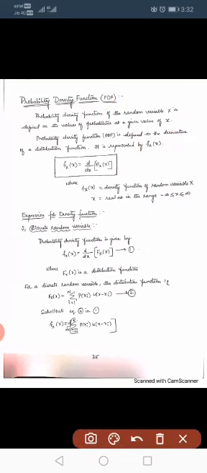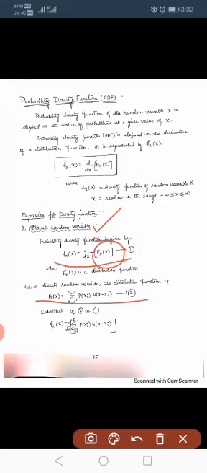Now the probability density function is nothing but the derivative of the distribution function. We know that random variables are of two types: discrete and continuous. If the random variable is discrete, let us see the expression for the density function. We know the density function is fX(x) equal to the derivative of the distribution function. Now let us substitute the mathematical expression of the distribution function. What is that expression?